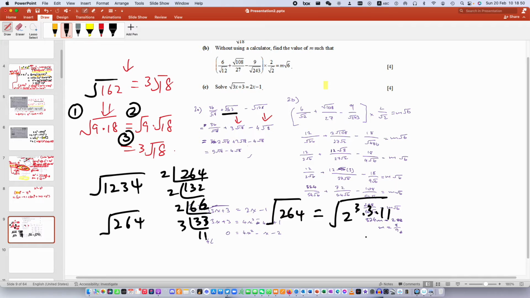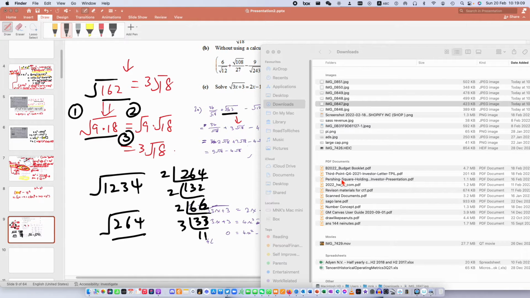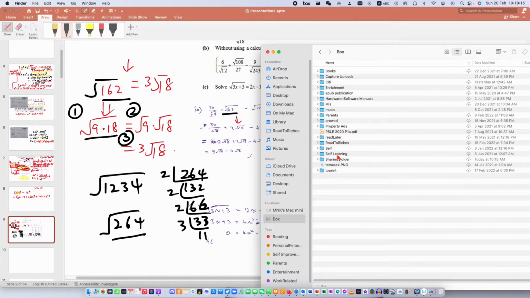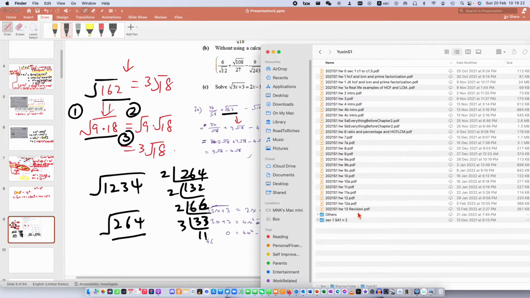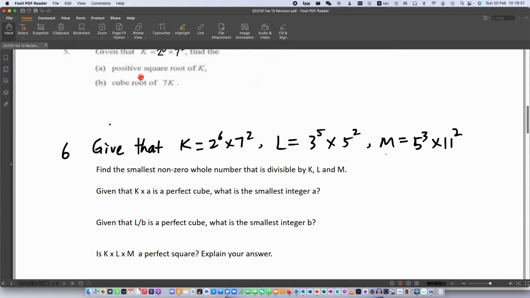But what I'm trying to show you is, if you are given a number which is bigger than 162, it's very hard for you to see it's 9 times 18. They can give you numbers that can be very large. Let me show you. I just did this question with my Sec 1 student early this week. Okay, it's launching. Can you use your calculator and get this out? 2 to the power 6 times 7 to the 2.